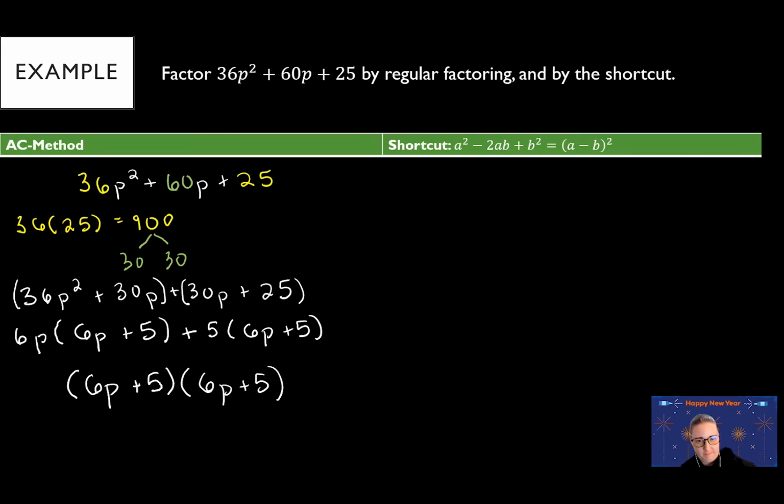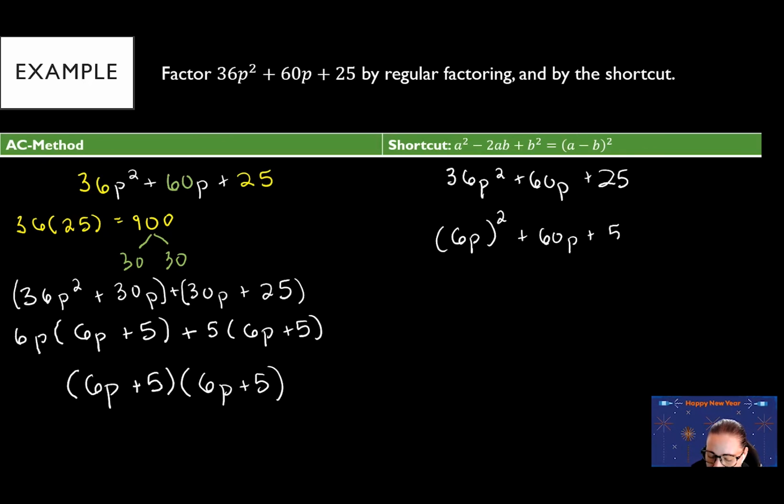But you actually have a square. Yes. Notice that they're exactly the same. So this is a perfect square trinomial. So to use the shortcut on this same problem, first off, you know, the middle term is even. So that's good. That's the first rule, that the middle term has to be even. Then you look at the numbers. So 36 is 6 squared. So this is really 6p squared, because the 6 is squared and the p is squared. And then 25 is 5 squared.